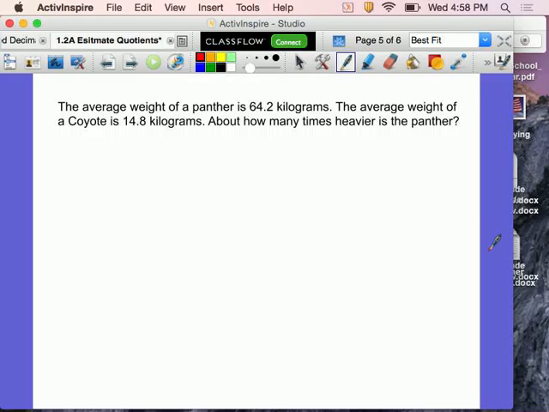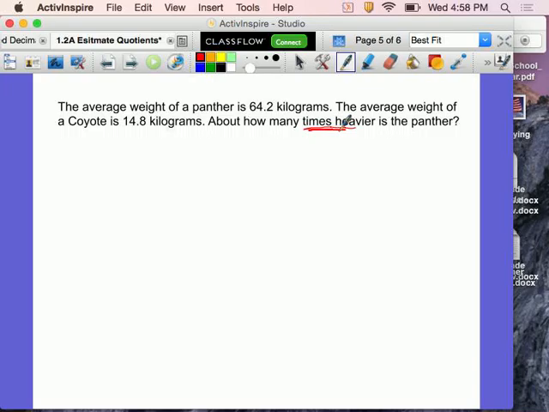Lastly, always a word problem. So the average weight of a panther is 64 2/10 kilograms. The average weight of a coyote is 14 8/10 kilograms. About how many times heavier is the panther? Now this one gets everybody. You see the word times and they go, it's gotta be a multiplication problem. So 64 times 14. No. I want my answer to be something times blah, blah, blah.